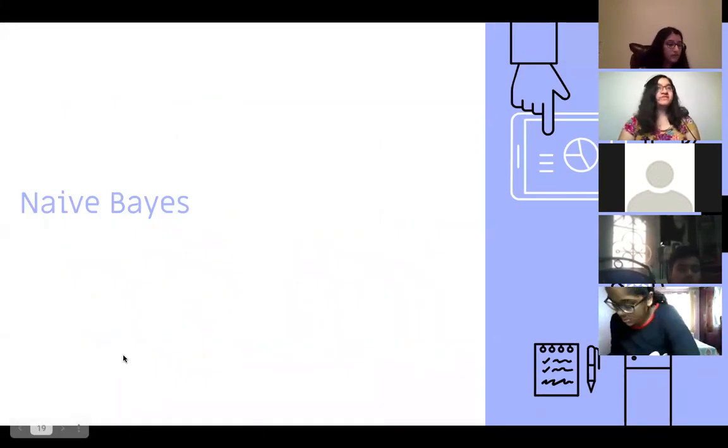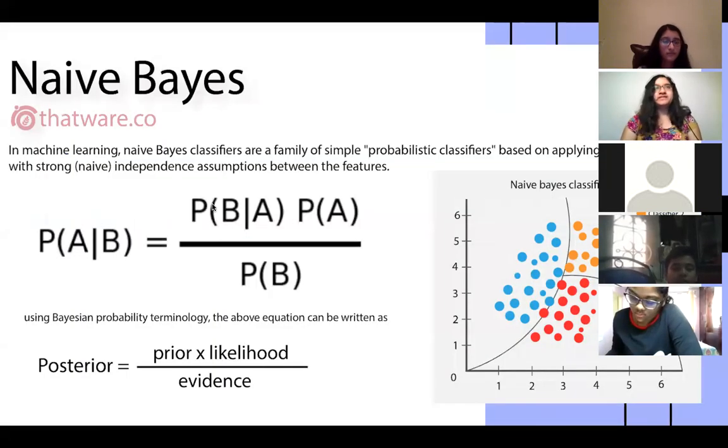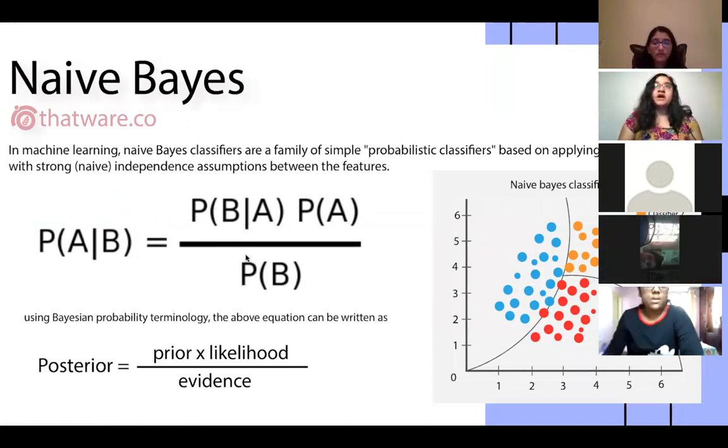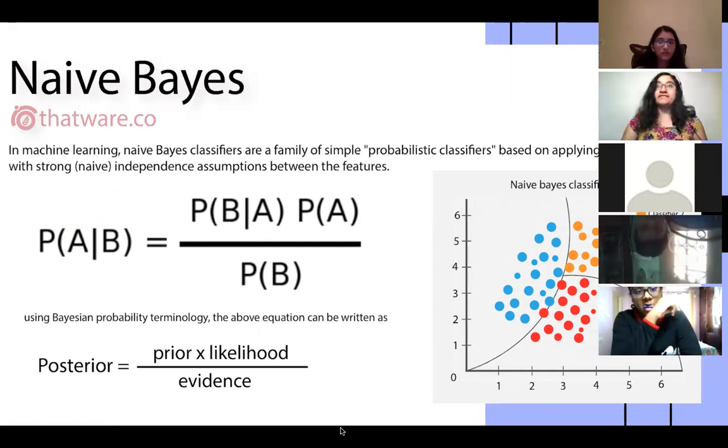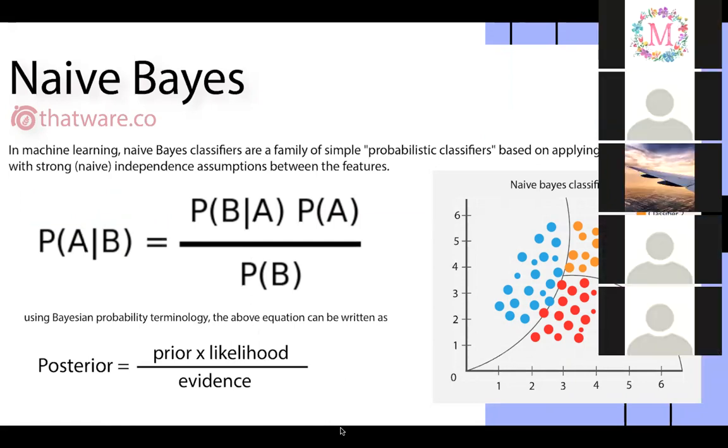So this next machine learning algorithm is called naive Bayes. Let's get into what naive Bayes actually is. In machine learning, naive Bayes classifiers are a family of simple probabilistic classifiers based on applying Bayes' theorem, which is where we get naive Bayes from, with strong naive independence assumptions between the features.